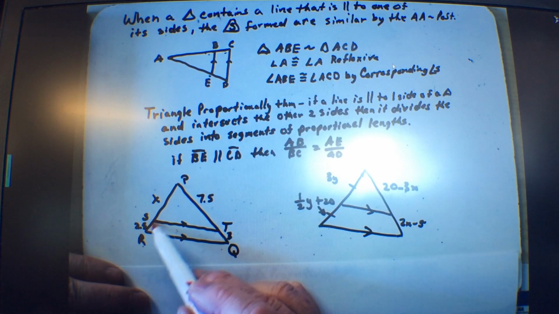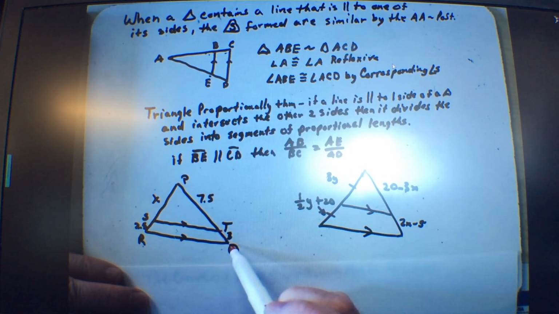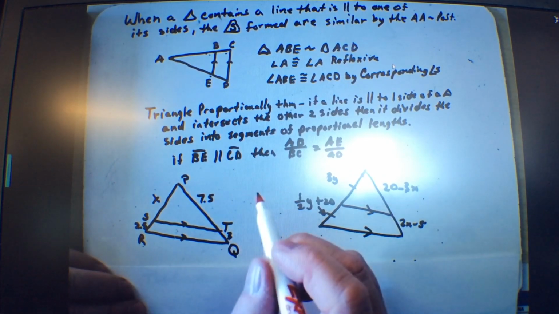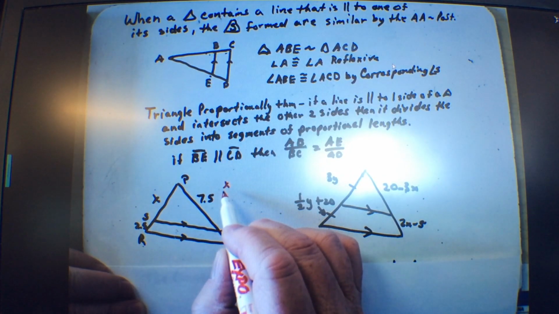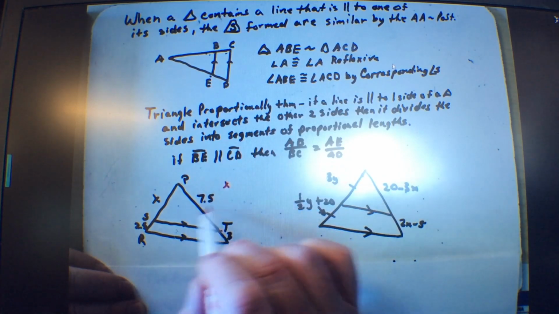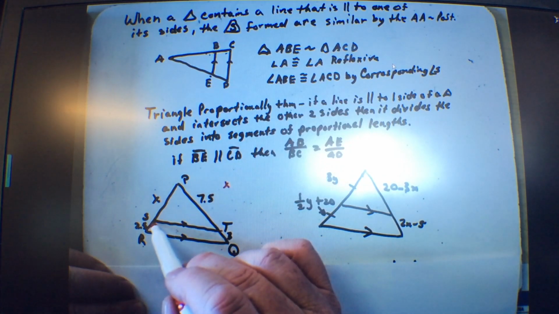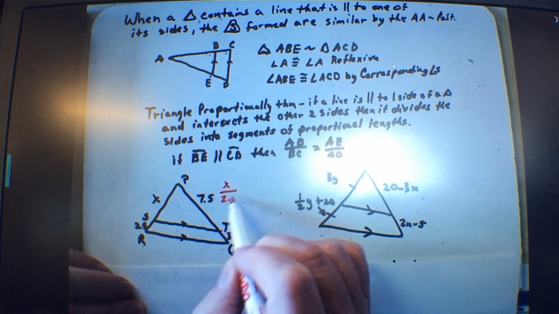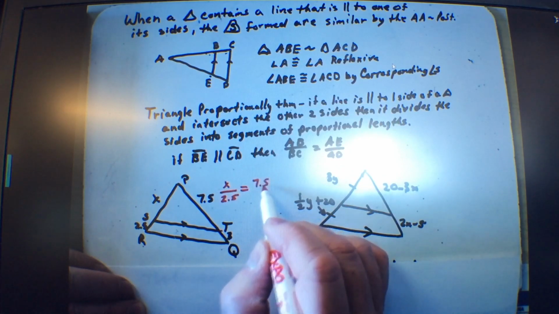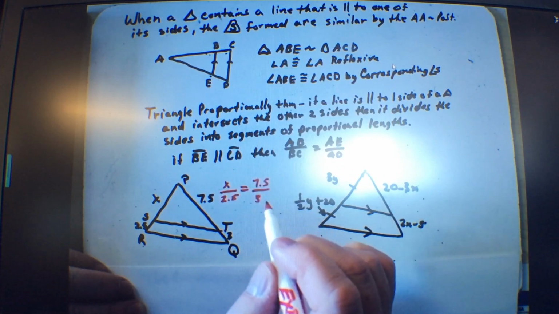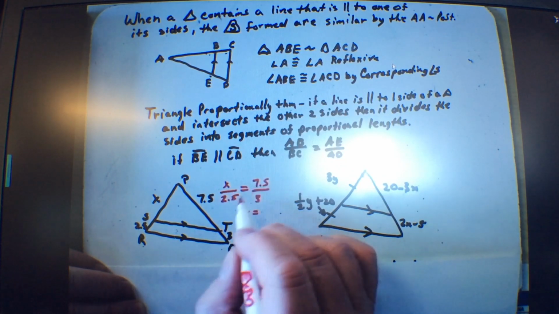This is 2.5 from here to here. This is x from here to here. From here to here is 7.5, and from here to here is 3. How could I solve for x? Actually, use this triangle proportionality theorem. So x over this little piece, 2.5, is equal to, now finish it, 7.5 over 3. So if I cross multiply, I have 3x equals, what's 7.5 times 2.5?